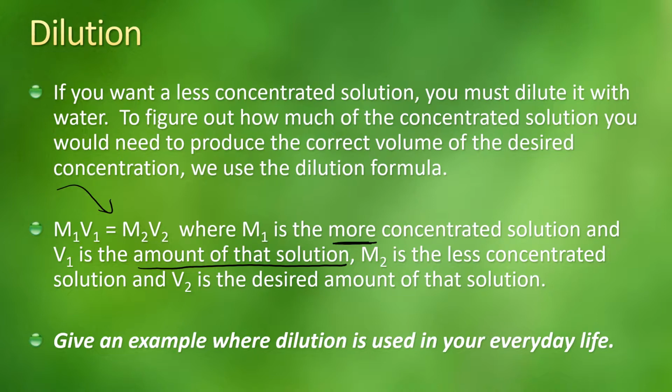So what that should say to you is whatever volume you're plugging into V1, it should be describing the molarity that you've plugged into M1. M2 is always the less concentrated solution, and V2 is the desired amount of that solution. Again, as long as the volume describes the molarity that is on the same side, this will always work out.